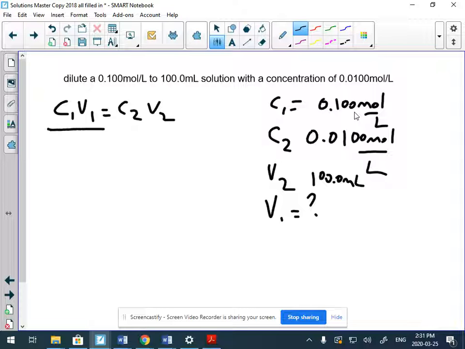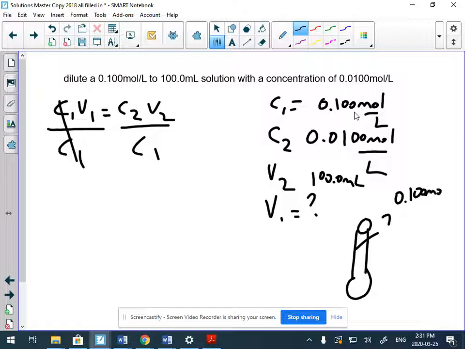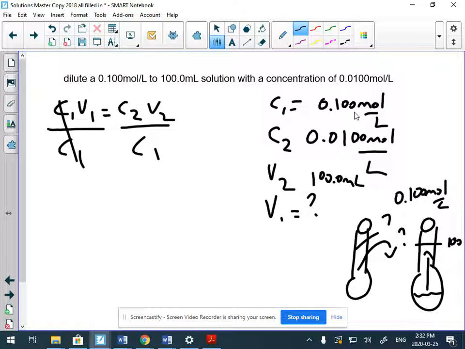So if I rearrange this for V1, I get C2V2 over C1. So the whole idea of this, before I solve it, is we have a solution that we made, and it has a concentration of 0.1 moles per liter. We're going to take a little bit of that chemical and put it into a second flask, and then fill it to the line of 100 milliliters, thus diluting it. But the volume that we need initially, we need to figure that out. How much of it do we need to add? That's why I'm solving for V1.